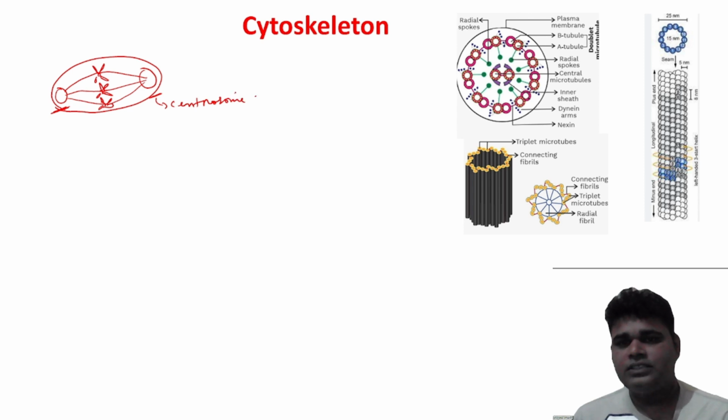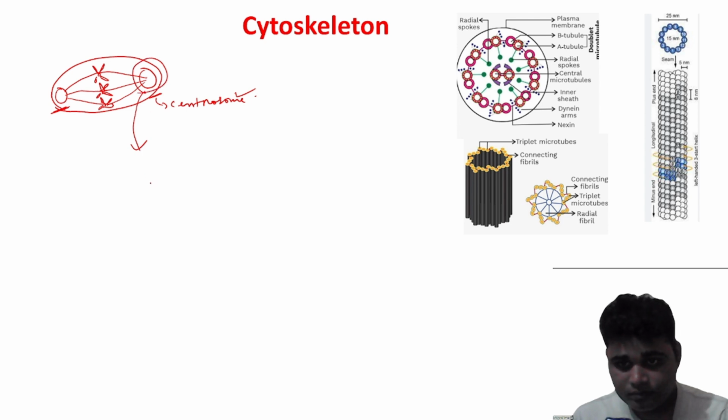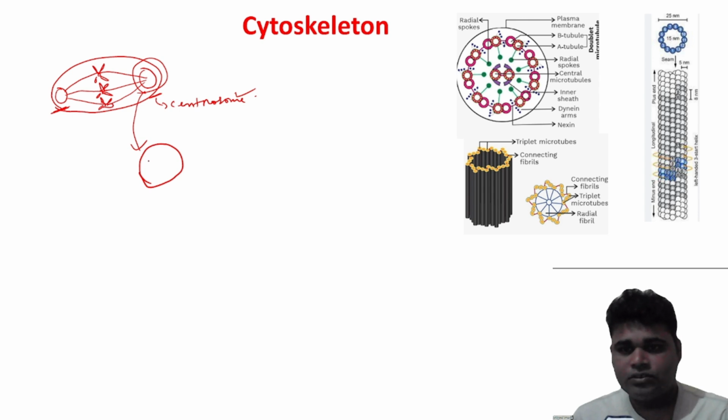Now what is the centriole, and what is the centrosome? If we see the structure, the centrosome looks like this. So this is the centrosome. In the centrosome, two centrioles are present, and they are perpendicular to each other. They are called the centrioles.